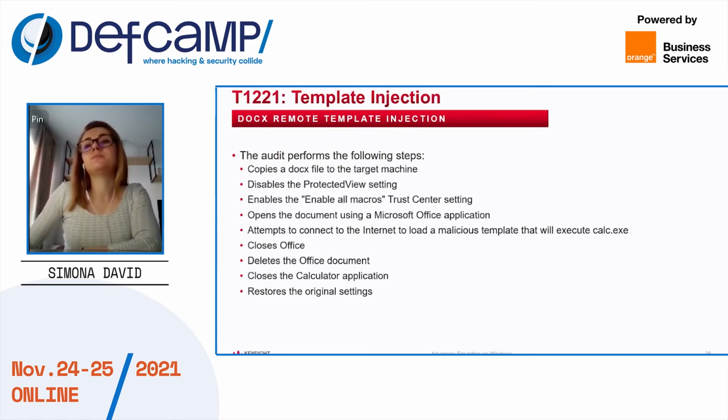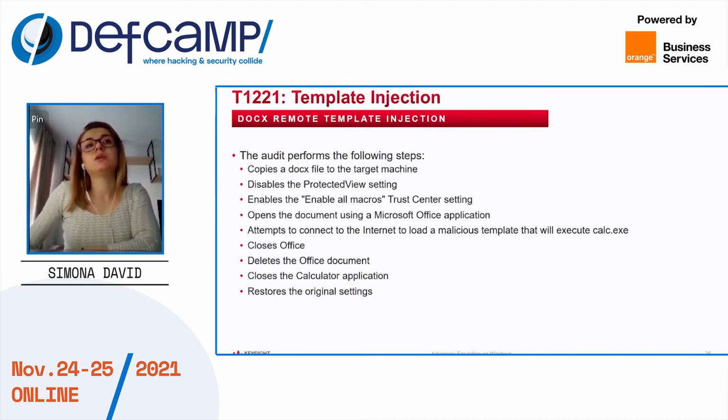This audit targets insecure user behavior: enabling editing and macros upon opening a Microsoft Office document and executing malicious code while loading the document. To simulate the insecure user behavior, we have to account for all the steps a user would take. So our test procedure performs the following steps.